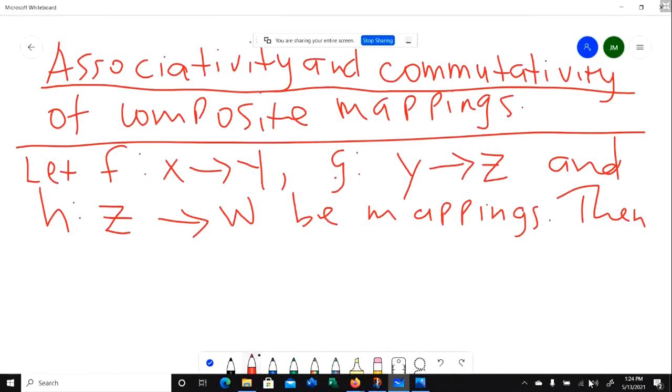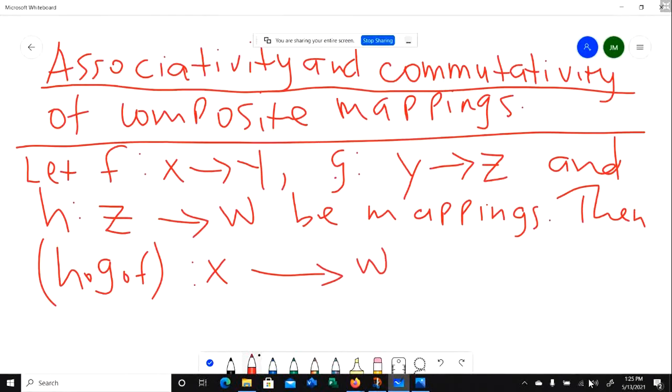Then we shall define the composite map HGF, which maps from X all the way to W. This is by definition of our composite map. F maps from X to Y, G will now map from Y to Z, and H will map from Z to W. So that their composition will map from X all the way to W.